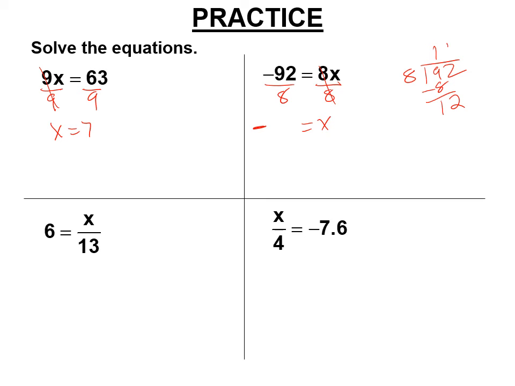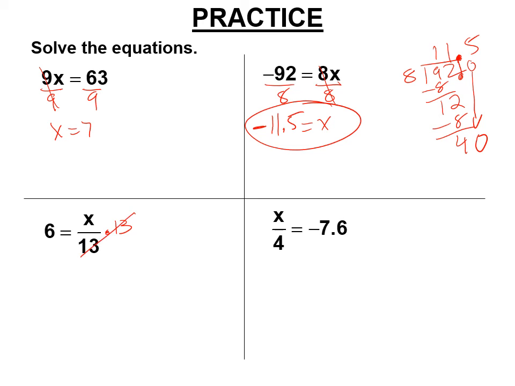So 8 goes into 12 once. So remainder 4. Decimal straight up for 92. Then 0 straight down. 8 into 45. So it's right, because it's very possible you could write 11.5, which is the opposite of the answer. It's negative 11.5. X is being divided by 13, so multiply both sides by 13.